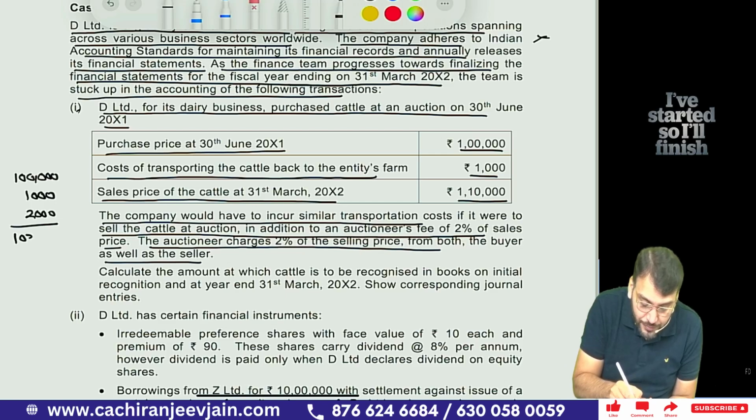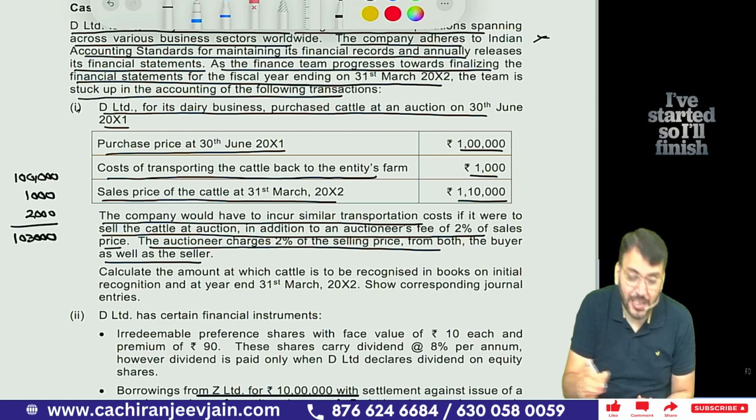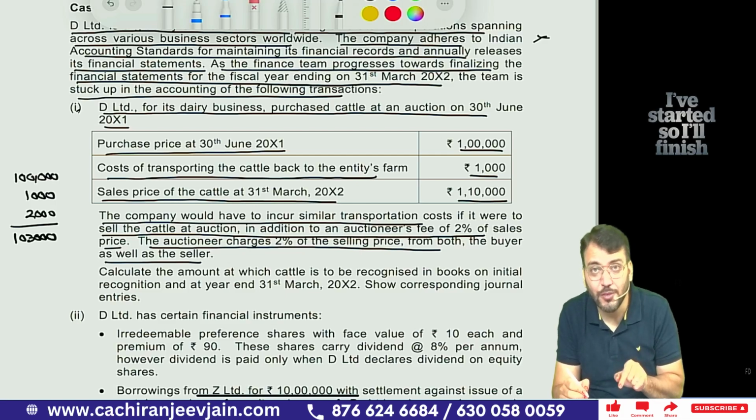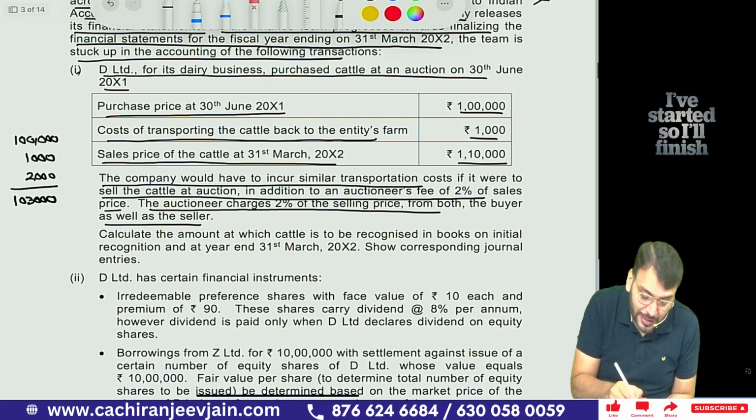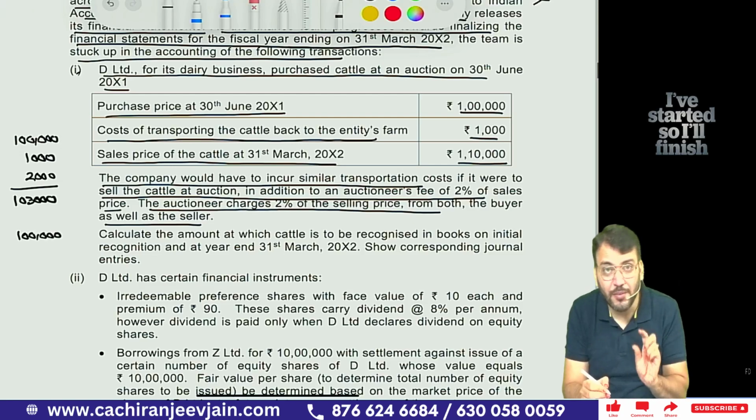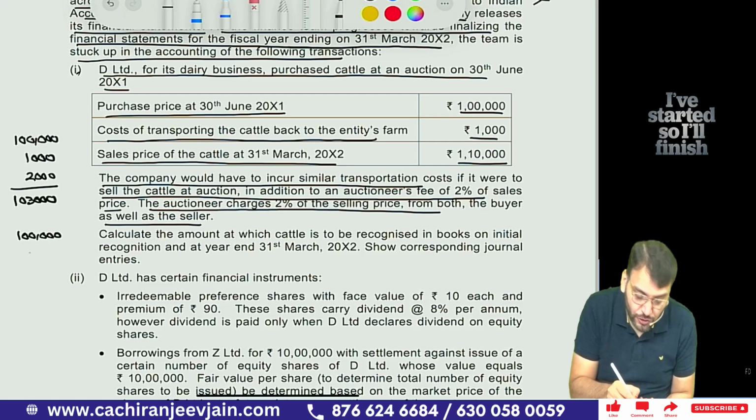1 lakh 3,000. But can you see this cattle as per Ind AS 41 should be measured at fair value less cost to sell on initial recognition. Now fair value on 30th June will be 1 lakh only. Understood? But to find out fair value, we will first minus transportation cost. So transportation cost will be deducted to find out the fair value.